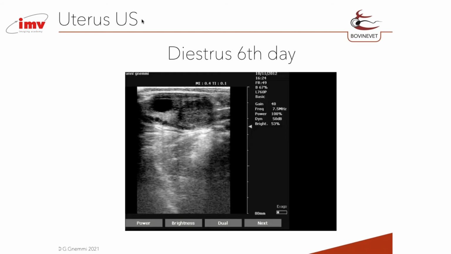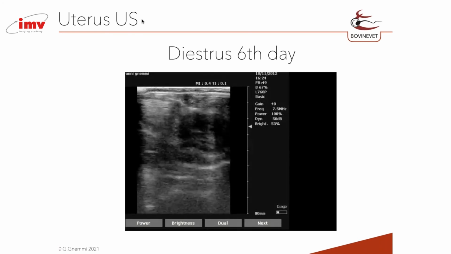Attention, it isn't true that the echogenicity of myometrium and endometrium is the same. It is the same working with the frequency that we are normally using in bovine reproduction, so working between 5 and 10 megahertz. To analyze this difference of echogenicity that is present, we have to increase the frequency of our probes to 15, 18, 20 megahertz. Now I am showing movies of a diestrus at 6 days.